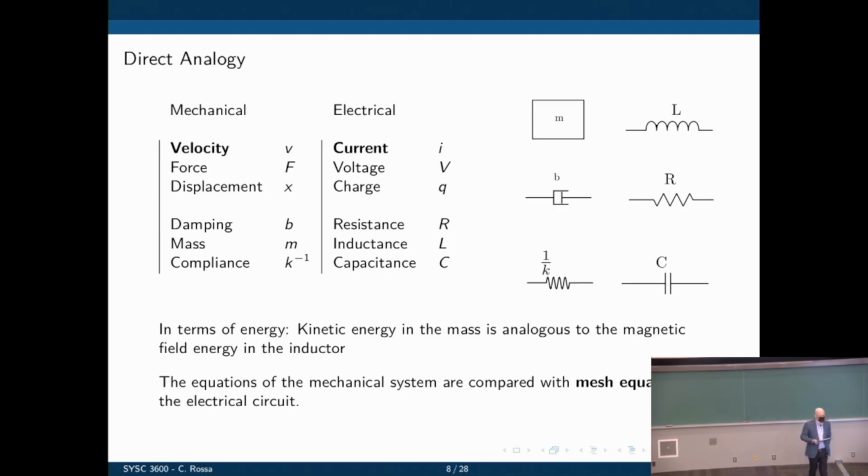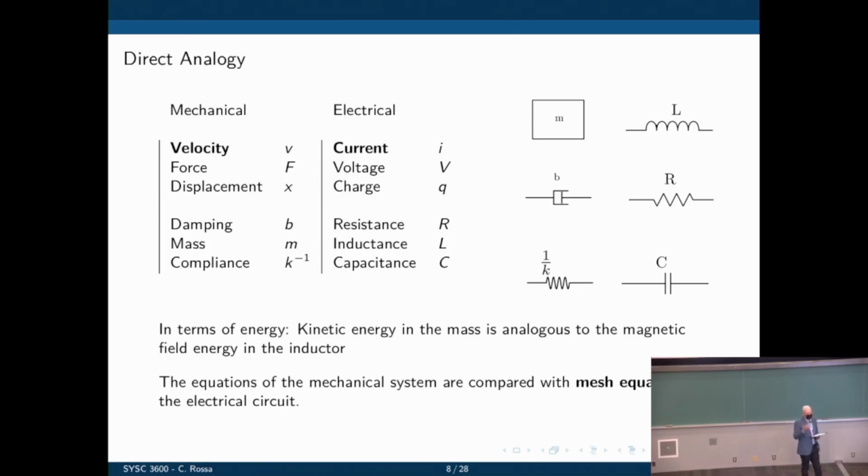And here is the summary of what we discussed. In the mechanical system, the velocity or the speed is analogous to the current. So position is analogous to charge. Force is analogous to voltage. Those are the inputs to the system. Damping is resistance. Mass is inductance. Compliance is the capacitance. Compliance is 1/K. Right? So these are doing exactly the same job.